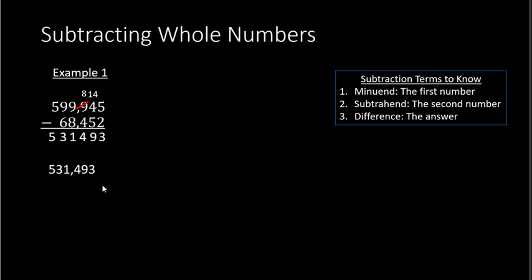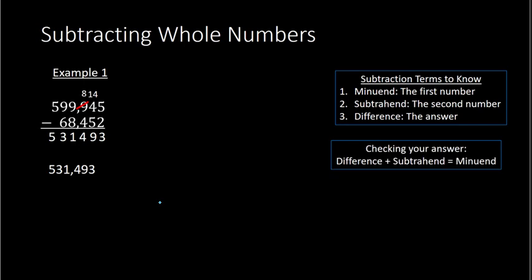Now, once we have found our answer, we can double check our work by taking the difference and adding that with the subtrahend, and that should equal the minuend. So let's try that. So we're going to take this 531,493, add that with 68,452, and let's see what we get.